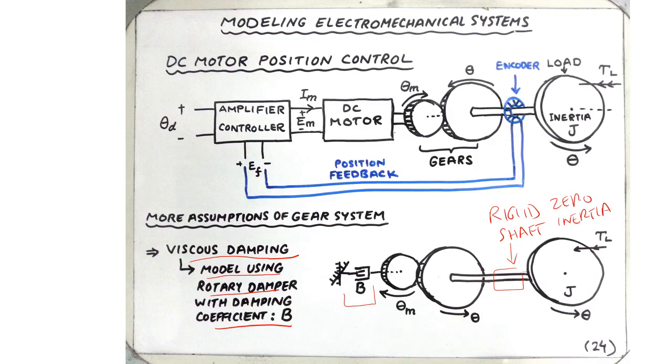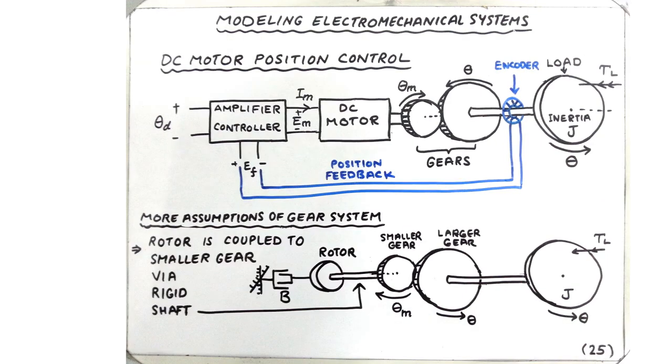So we have attached a damper to the smaller gear. We could have also attached it to the larger gear, but it would have been much more complicated to represent. Also, as described earlier, the rotor of the motor is coupled to the smaller gear, as shown here. So the rotor is mechanically coupled to the smaller gear by means of a rigid shaft. Again, it has zero inertia. All the shafts have zero inertia.